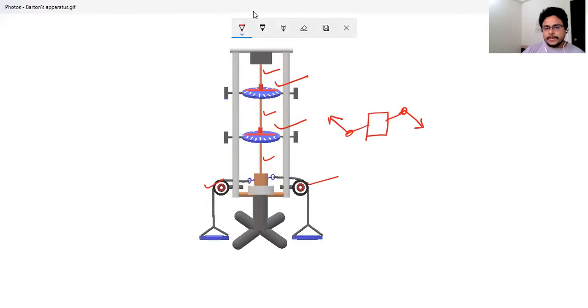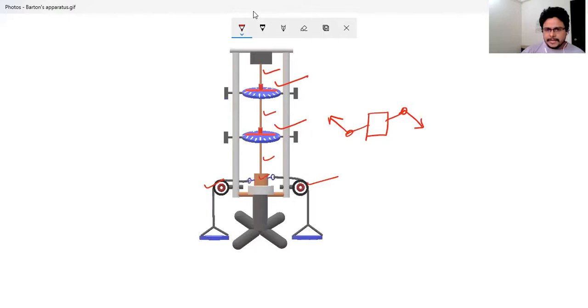Rigidity modulus is related to shear stress and shear strain. So here we are going to apply equal magnitude of force but in opposite direction, so that we can twist this cylinder. If we twist this cylinder, the wire which is connected to this cylinder will also be twisted.